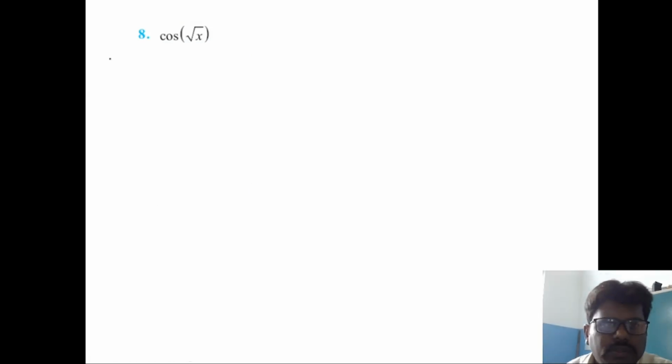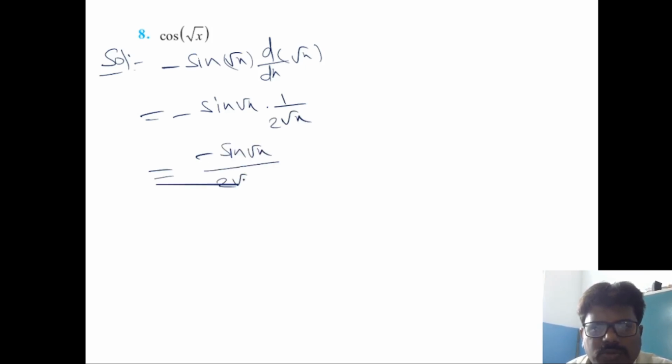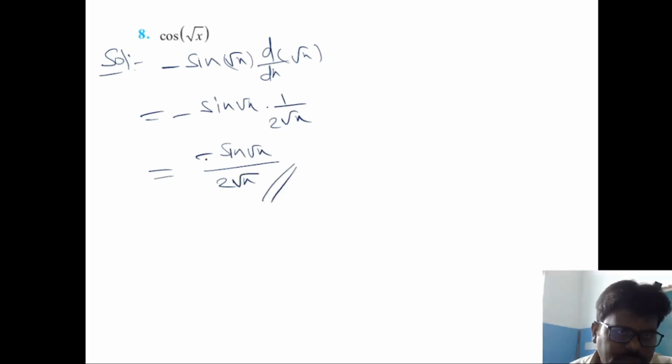Next 8. So here solution we are going cos root x. Take root x as x, cos x differentiation minus sine x. So x means here what? Root x. So this differentiation we have to write in the next step. Root x. So minus sine root x, differentiation of root x is 1 by 2 root x. Okay, so the final solution is minus sine root x by 2 root x. Okay, so this is the solution for question number 8.